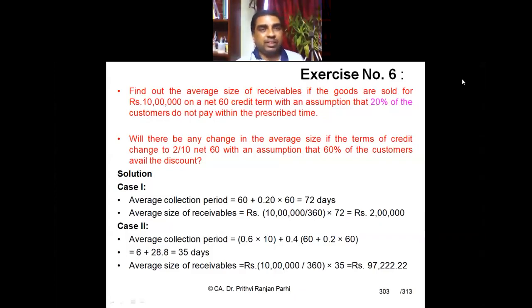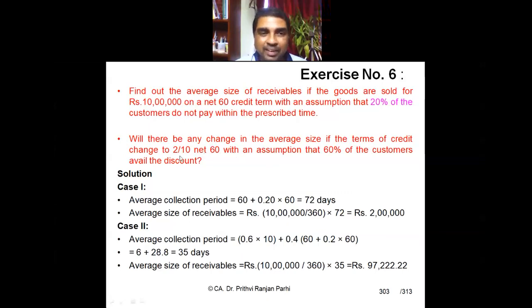So it says the average size of receivables. Find out the average size of receivables if the company goods are sold for rupees 10 lakh on a net 60 credit term with an assumption that 20% of the customers do not pay in the prescribed time. That means 80% will pay in the prescribed time, 20% will not. Prescribed time is 60 days. Will there be any change in the average size if the terms of credit change to 2 by 10 net 60?